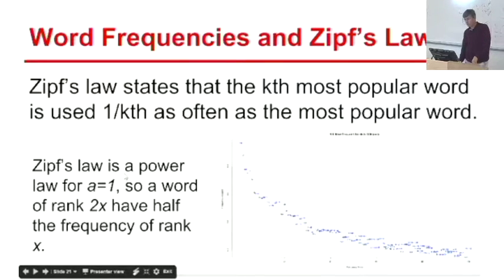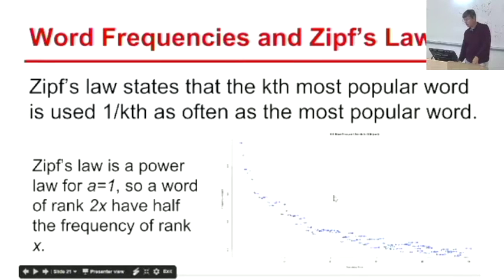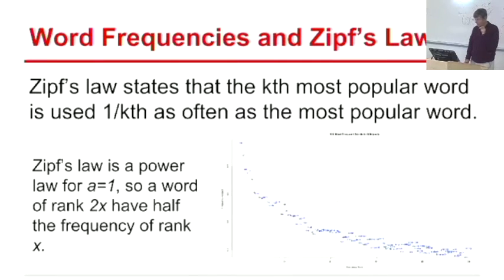Zipf's law is a power law because basically when you go from a word of rank x to a word of rank 2x, that's doubling the rank, and we would expect the frequency of use to go down by a half. Okay? Any questions? It's a power law with the exponent a equals 1. Any questions? So knowing these things is kind of important because there are a lot of processes that follow these power laws. Okay? And recognizing when they do matters.